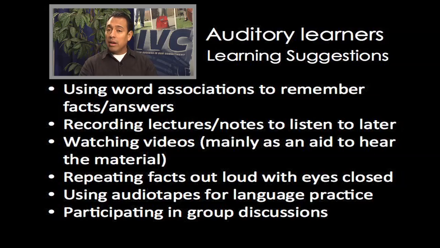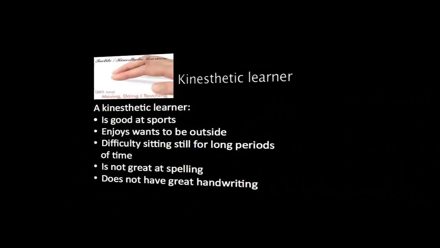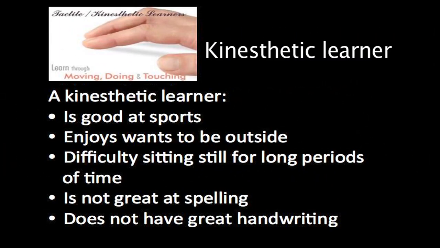Okay, lastly, we're going to look at the kinesthetic learners. So again, these are the hands-on people. These are the people that want to be physical with the material. They want to touch it, manipulate it, they want to play with it. So kinesthetic learners are usually good at sports. They're usually very active. They want to be outside because they want to be doing something.